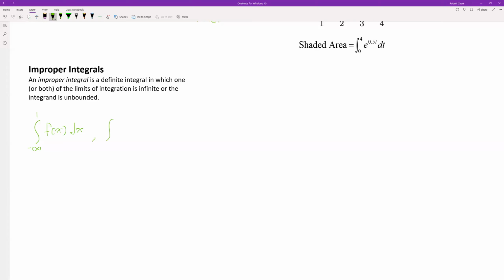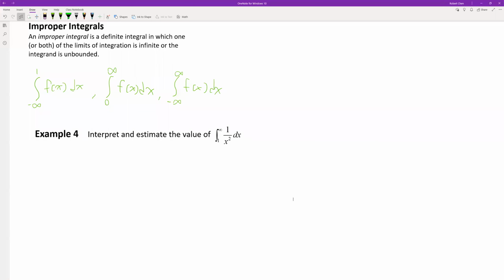Or if we have something like 0 to positive infinity of some function, that is also another type of improper integral. And also you will get from negative infinity to positive infinity of some function. So there are many types of improper integrals, and we are actually just covering a few of them in this section. Now, don't worry, we're not going to learn how to evaluate improper integrals in this part, but we do want to know how we can estimate an improper integral. Right, so let's take a look at an example together.